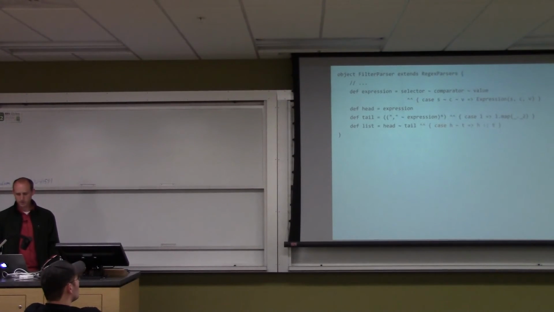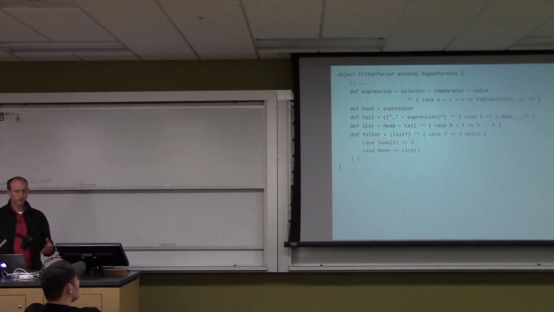I'm running out of time here, so we'll go really quick to the end, and then you guys can ask any questions you might have. But this is how you build the filter. It either has a list or it doesn't. And in our case, if they didn't provide anything, I just wanted to return an empty list. So this is how I did that.